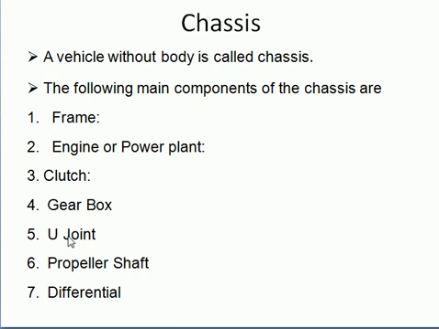Next one is U-joint. U-joint is used to join the two propeller shafts. Another component is propeller shaft. It is used to carry the power from one component of the vehicle to another component. And last one is differential. Differential is used to give equal power to both wheels, that is, right and left wheels.